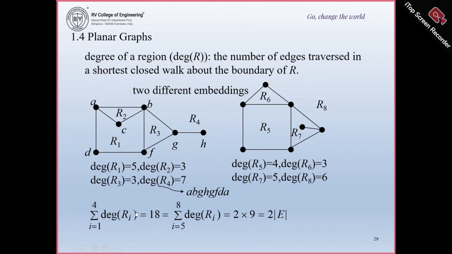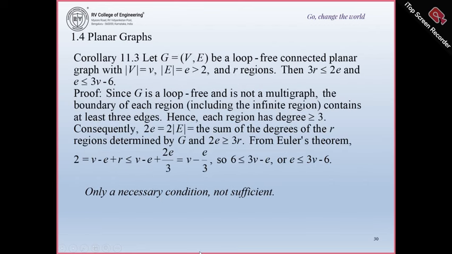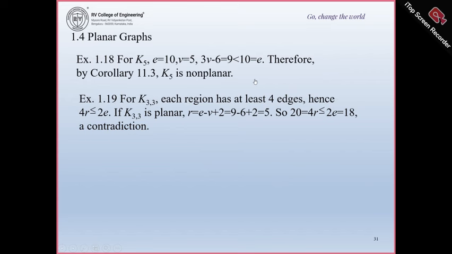Again, the sum of the degrees of the regions is equal to 2 times the number of edges. Again, when you count the degree of this region R7, it is 1, 2, 3 plus 2, which is 5. So R7 is 5. And whenever you have a planar graph, 3R should be less than or equal to 2E and E should be less than or equal to 3V minus 6.